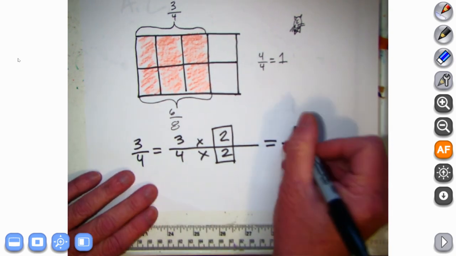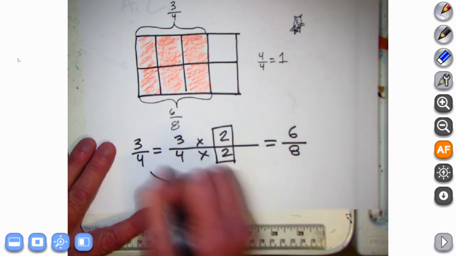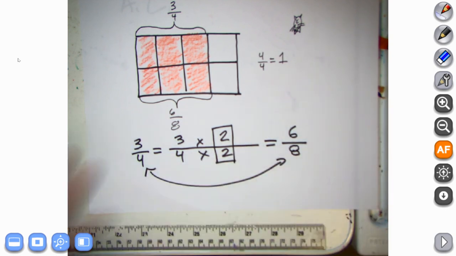3 times 2 is 6. 4 times 2 is 8. And lo and behold, look at that. We have equivalent fractions. All right.